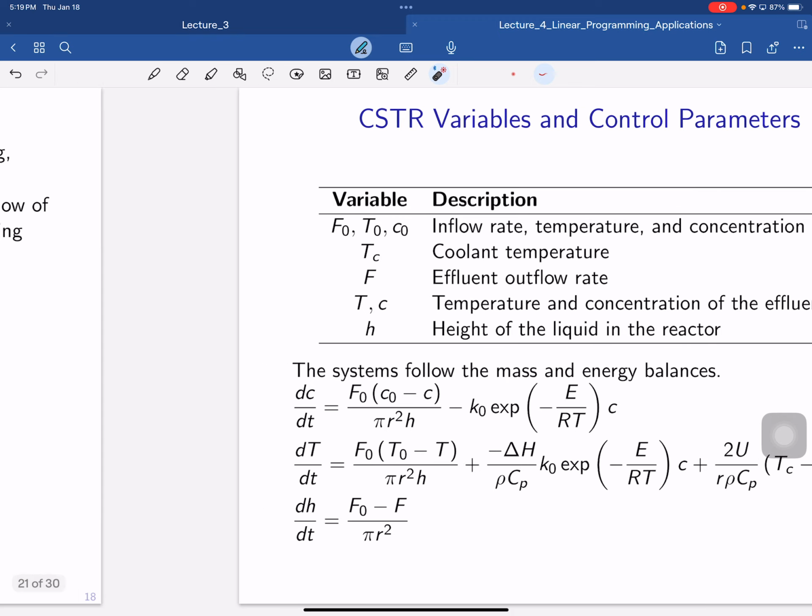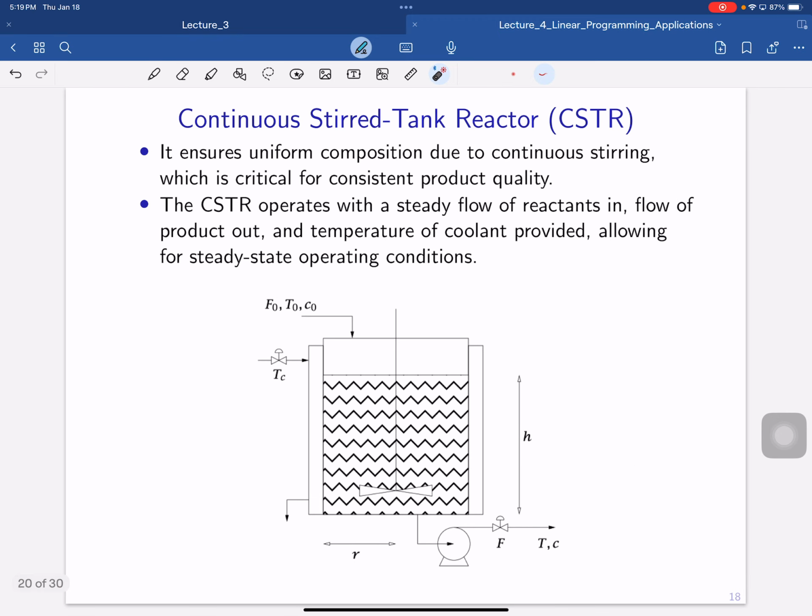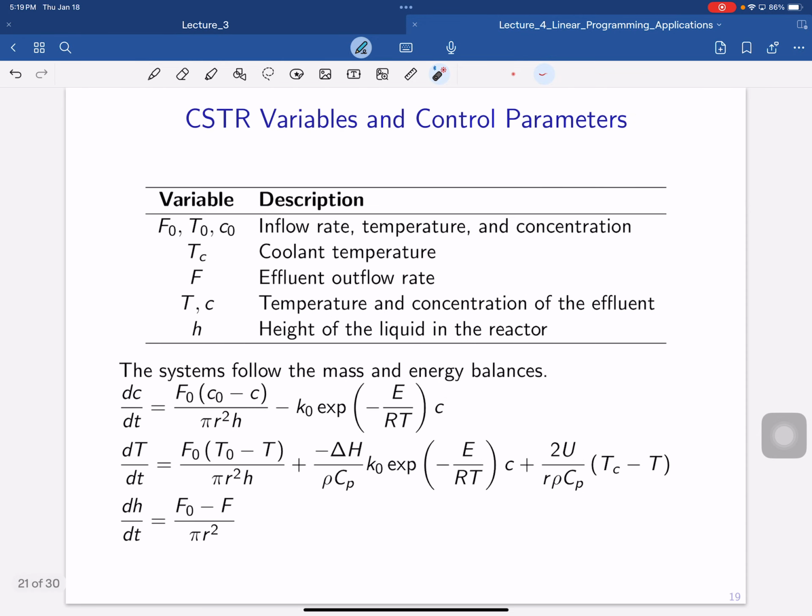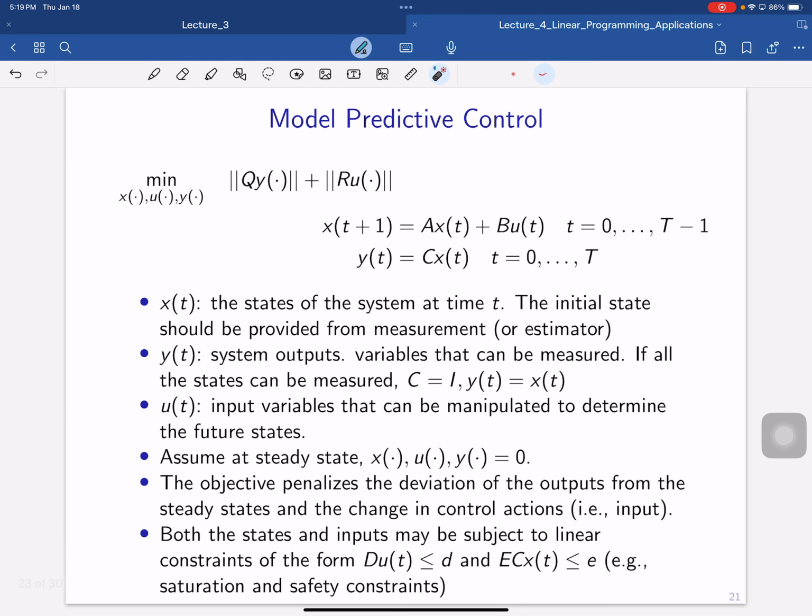If you go to those reactors, maybe you have some ways of measuring the concentration, the height of the reactor, or you have a thermometer to measure the temperature. That will be the state of this system. Okay, so besides the states of the variable, there is something called the system's output. Those are the variables that can be measured.